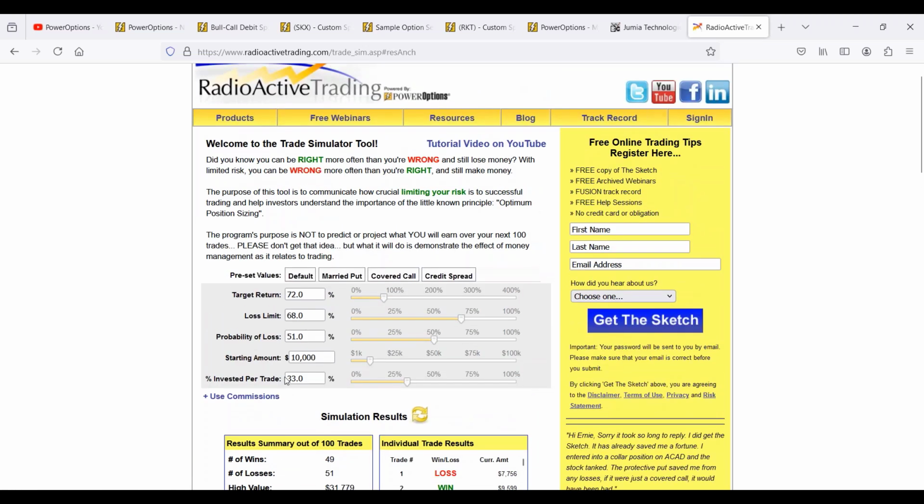Now, we're going to close our positions at 50% of the maximum expected wins. We're only going to target 36%.